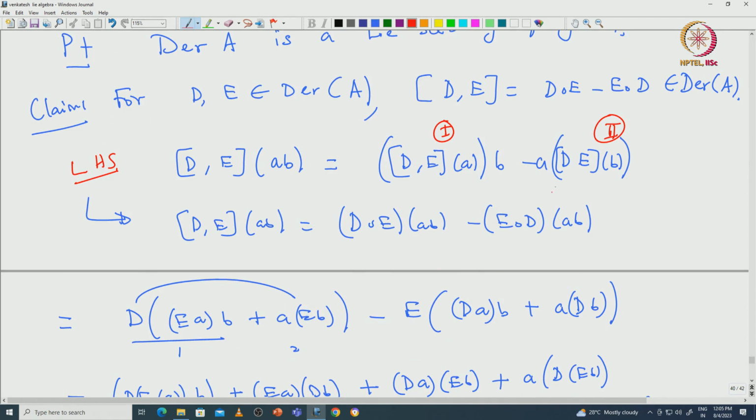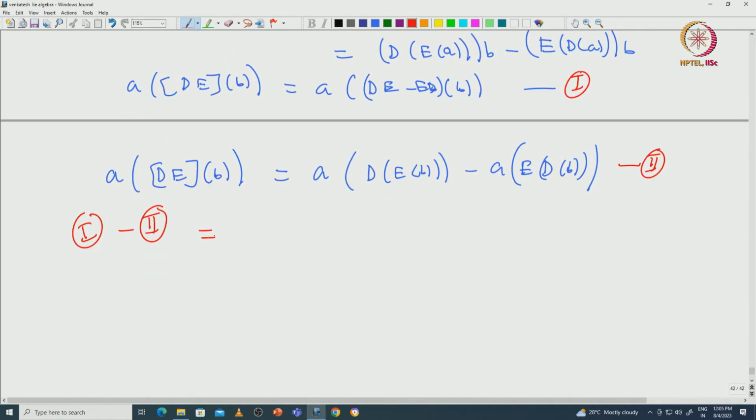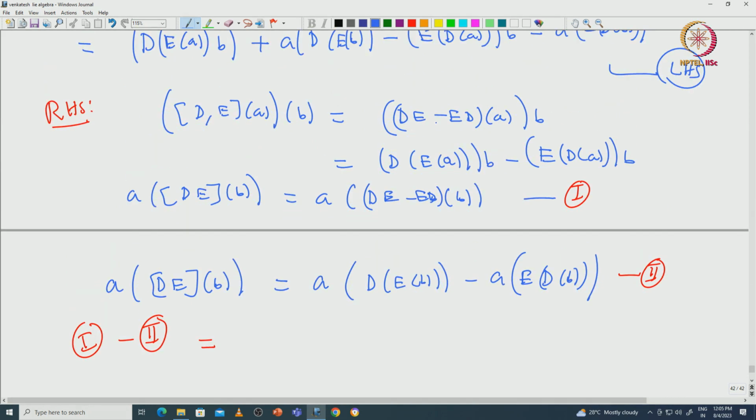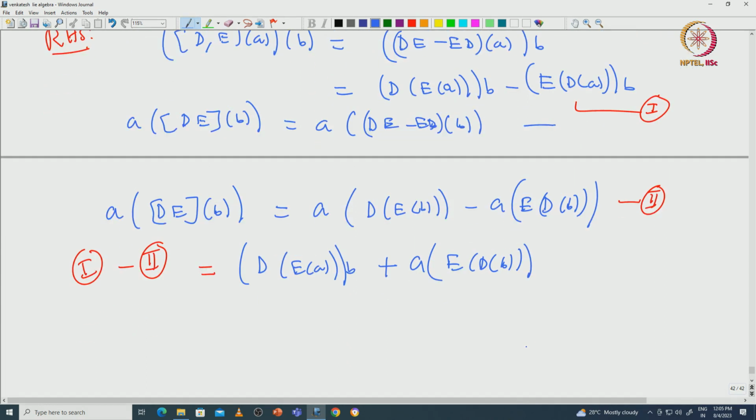1 minus 2. So, 1 minus 2 is equal to, sorry, this is 1. So, you get d of E of A B, plus A E of d of B, and then minus E of d of A B and then minus A d of E of B.